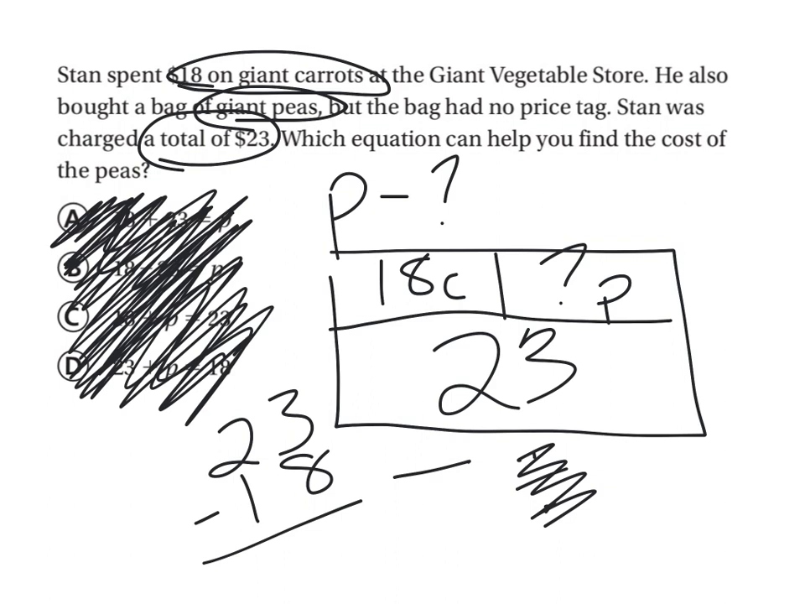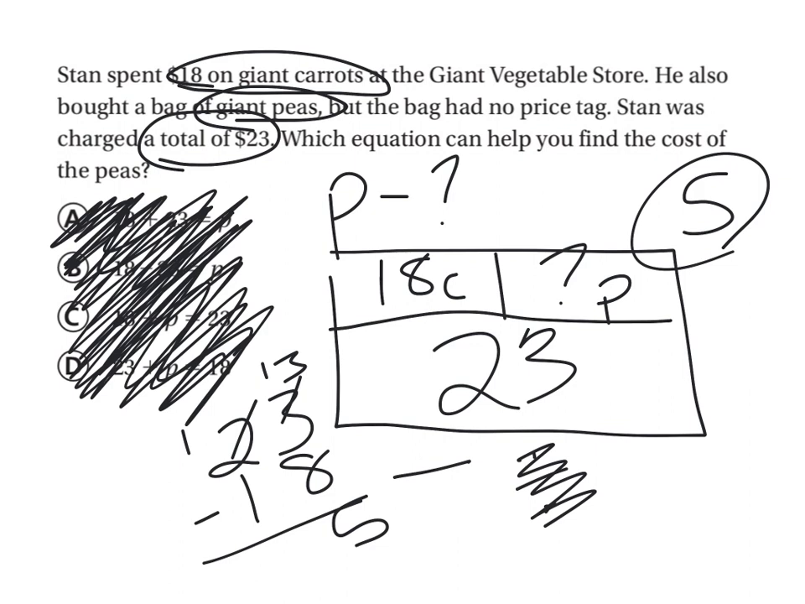Now, they're not a lot. And so he spent the majority of his money on carrots. So I know that this is going to give me a small answer. So I'm going to just do some regrouping here. I'm going to go through this problem and find out that 5 is really what I'm looking for. P equals 5, in other words, so I could write that in there.